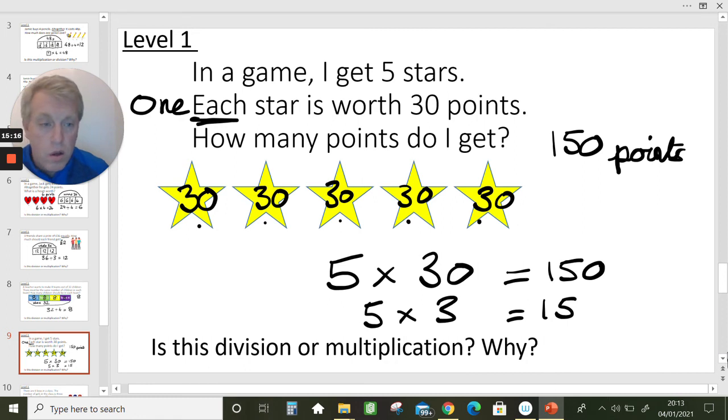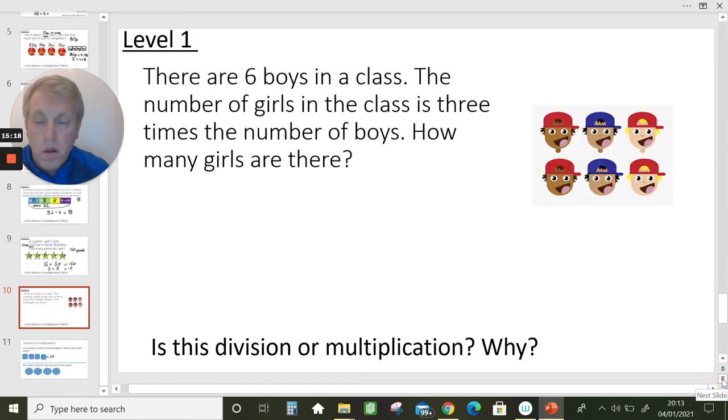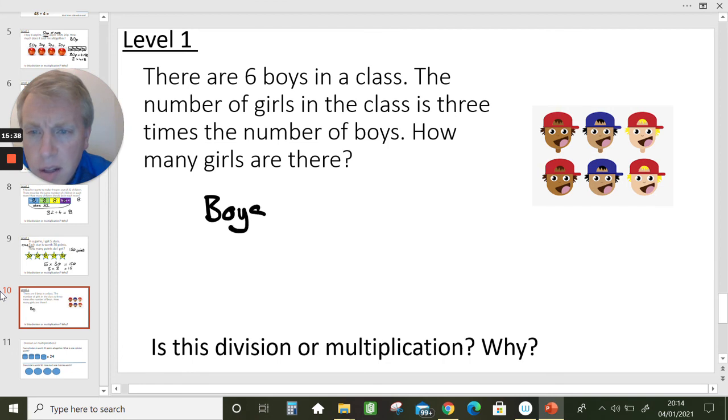Okay. There are 6 boys in a class. The number of girls in the class is 3 times the number of boys. How many girls are there? Well, 6 boys in a class. The number of girls. I'm going to draw it. I'm going to draw a bar model for this. It's not obvious to me. So I want to know how many. So what do I know? I know there are boys in the class. I'm going to draw the number of boys. I'm going to say the number of boys is 6.